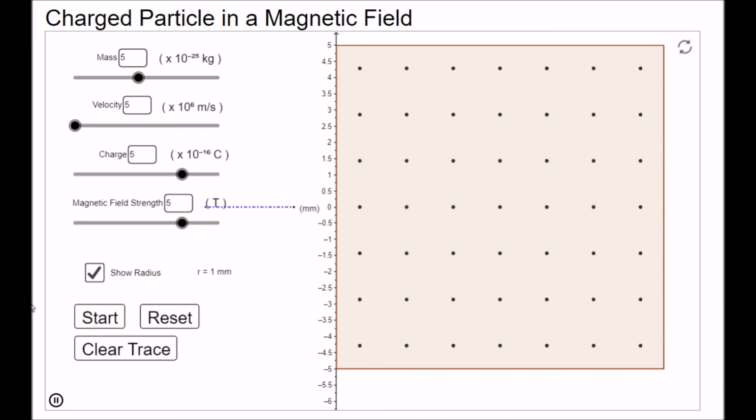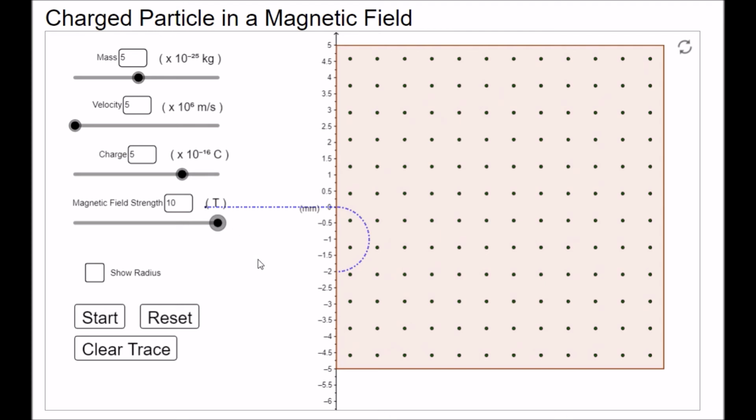So this is our baseline motion. You can see it has a radius of 1 millimeter. Let's try and increase the magnetic field to 10. Let's see what happens to our charged particle. So it goes through here, and we get a bigger curve.